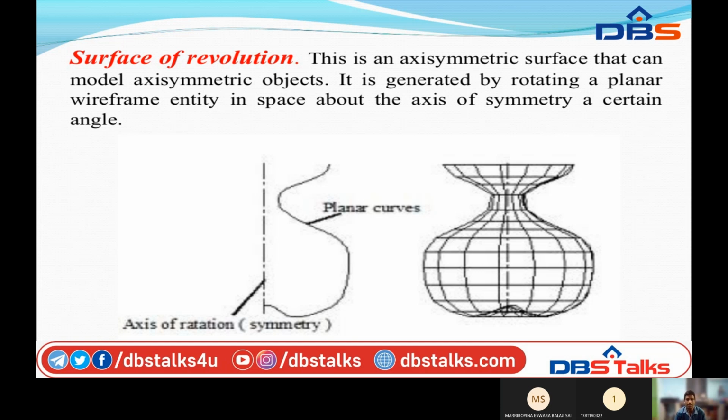After that, by rotating the two-dimensional surface, the three-dimensional axis symmetric surface is generated. The generated surface is shown in the figure. Okay, this is the difference between before and after the revolution about the axis.